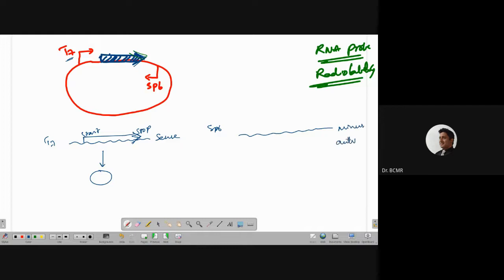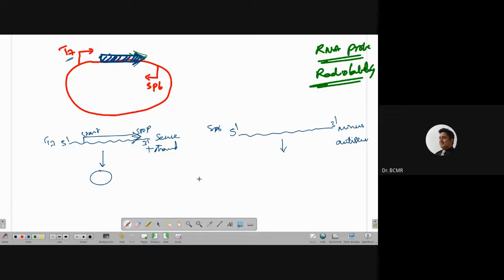And it is the antisense. And this will be the plus strand. And this would not be recognized by the ribosome unless there is an open reading frame. This will be the 5' to 3', and reading always happens from 5' to 3'. So this one does not produce any protein.